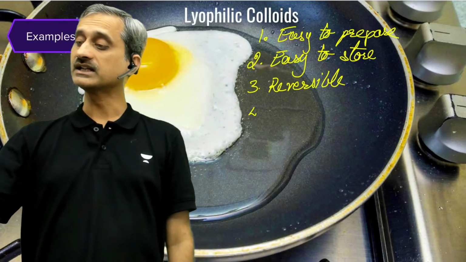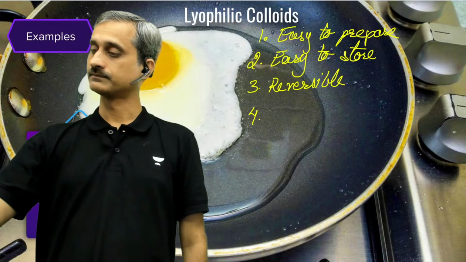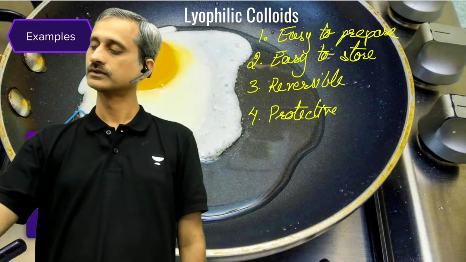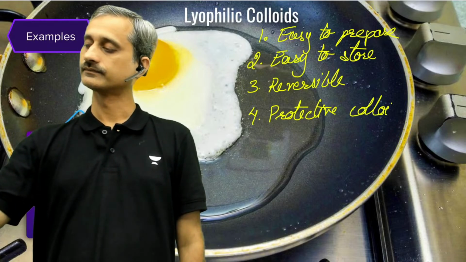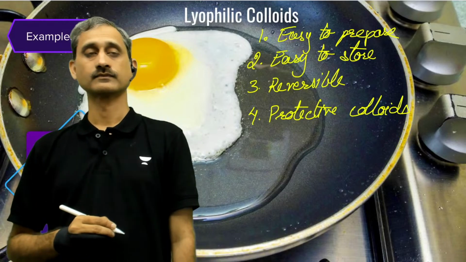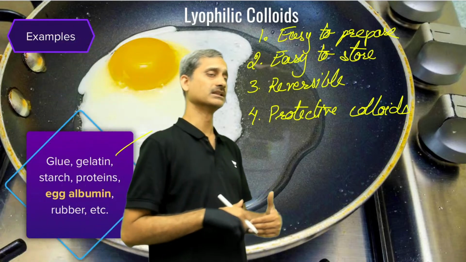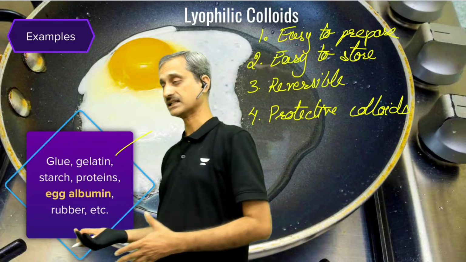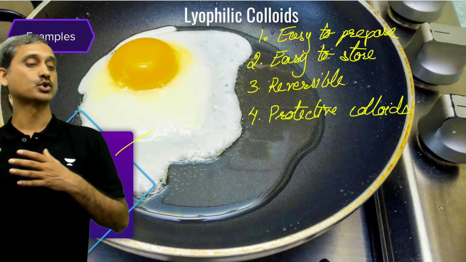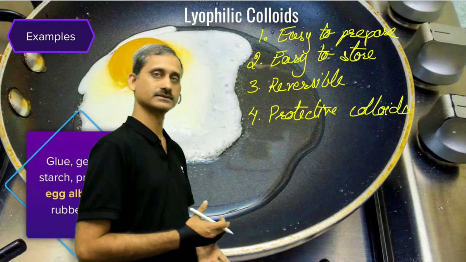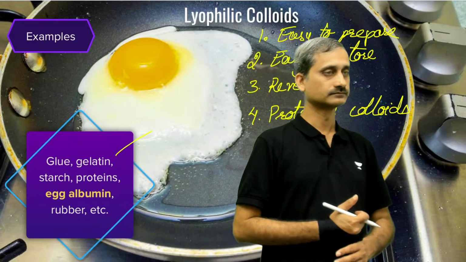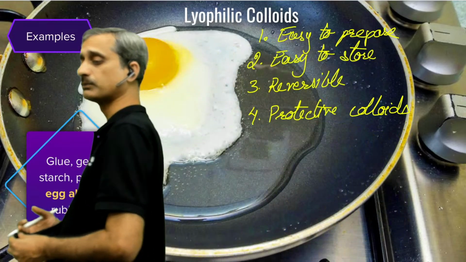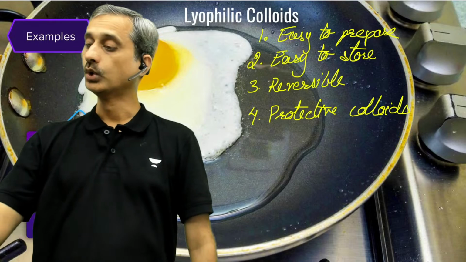And there is another very peculiar property of the lyophilic colloids. They can act as protective colloids. Not only are they stable, but they have a capacity to stabilize the non-stable colloids. And that is how they act as protective colloids. Is this clear? And when we talk about protective colloids, here we get something called the gold number.